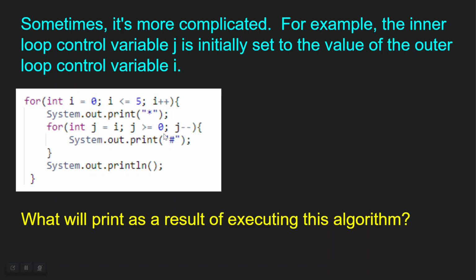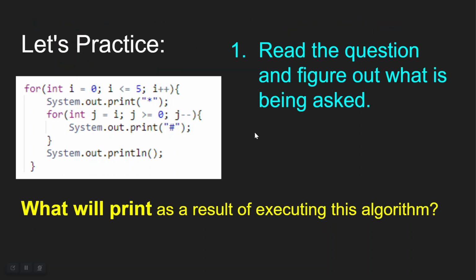So the only strategy that we have here is doing our trace table. Now the question here is what will print as a result of executing this algorithm. So let's go ahead and figure it out. So here you can see our inner for loop, for int j equals I. That just reemphasizes that this for loop is a non-traditional for loop, and we're going to have to trace this one out.